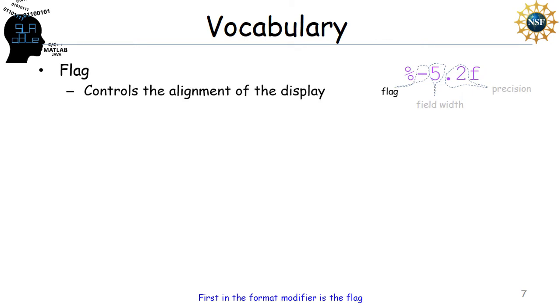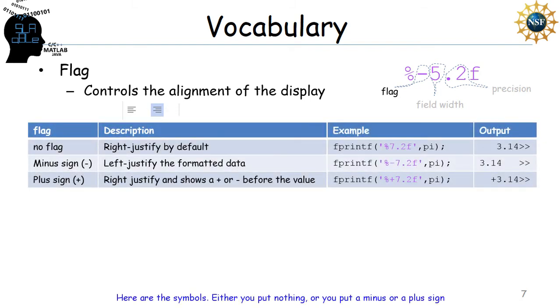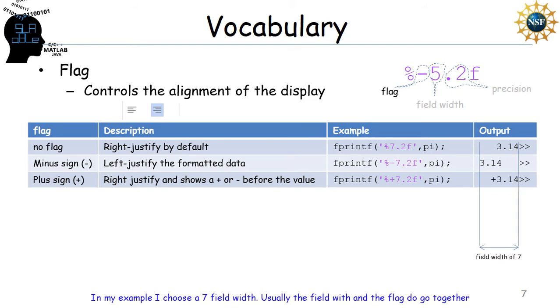And first in the format modifier is the flag. It controls the alignment, so you can align left and right, just like in Word. We cannot align center and justify. But here are the symbols. Either you put nothing, or you put a minus or a plus. In my example, I chose a 7 field width. Usually the flag and the field width do go together. That means that all my numbers, 3.14, will fit in the 7 character slot. But sometimes it's to the right, sometimes it's to the left, and in the last example, the actual sign shows up, the plus.